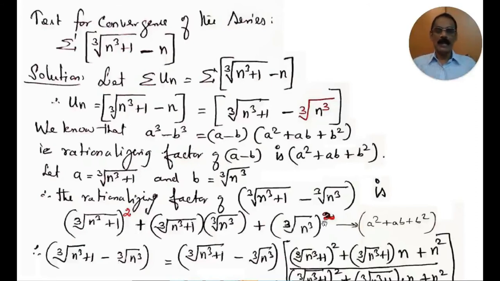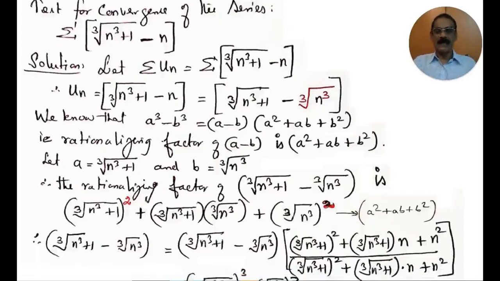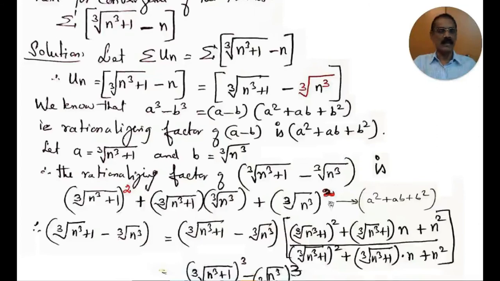Therefore, multiply and divide un by its rationalizing factor. This is the one we have done here. That is, cubic root of n cubed plus 1 minus cubic root of n cubed is equal to cubic root of n cubed plus 1 minus cubic root of n cubed into cubic root of n cubed plus 1 whole squared plus cubic root of n cubed plus 1 into n, and remember that cubic root of n cubed is n, plus cubic root of n cubed whole squared, which is nothing but n squared, divided by cubic root of n cubed plus 1 whole squared plus cubic root of n cubed plus 1 into n plus n squared.